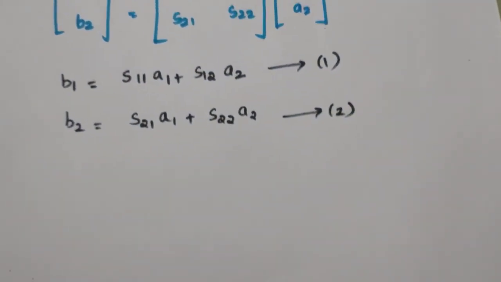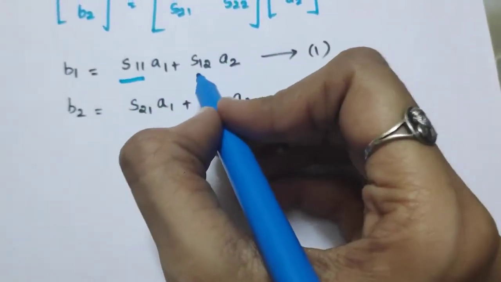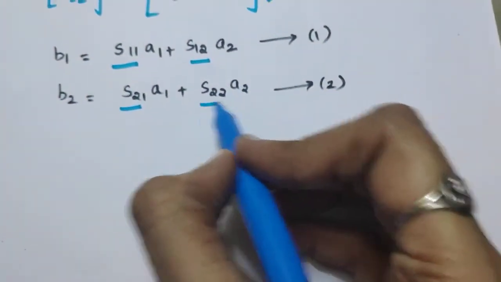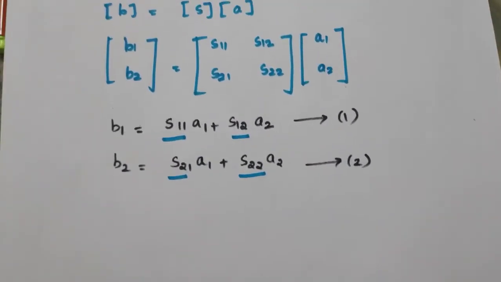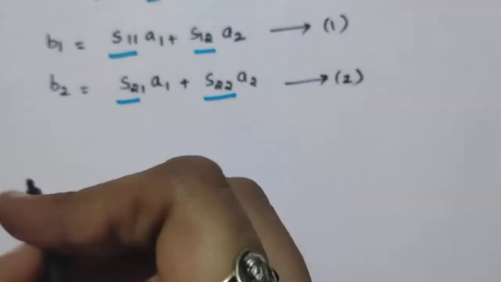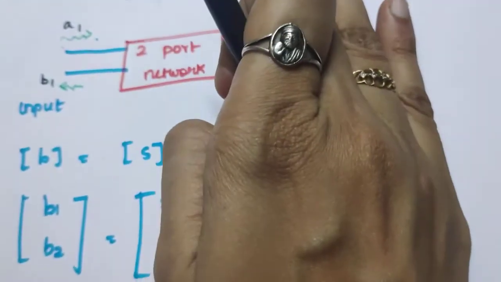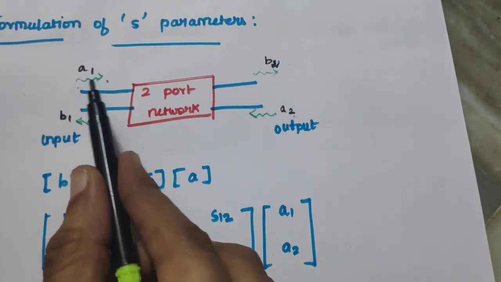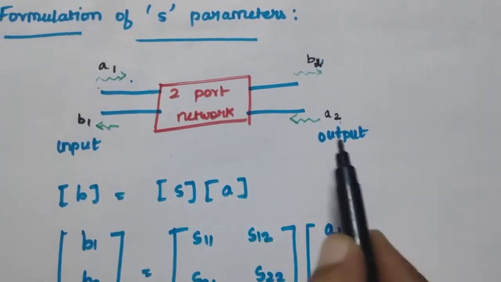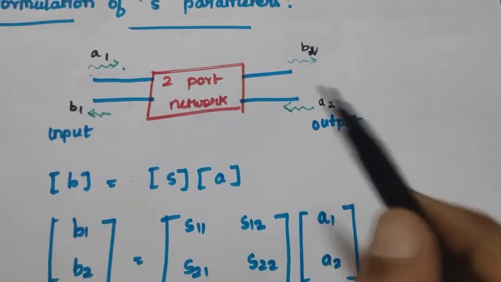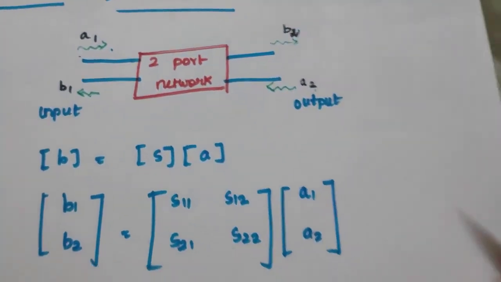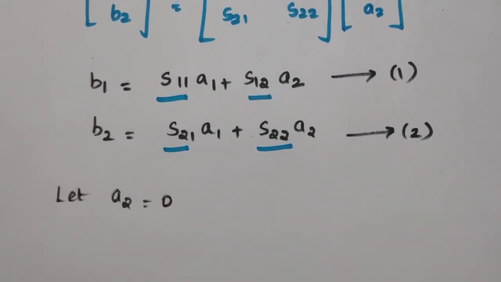Now our aim is to find these 4 S parameters. What is S11, what is S12, what is S21 and what is S22? So to find the 4 S parameters, let us first consider A2 equal to 0. A2 equal to 0 means I'm going to assume that in the two-port network there is no incident wave present at this side. We are assuming that only a wave is incident at the input port. There is no wave incident at your output port. We are just going to assume that only one wave is incoming. Under that assumption, I'll take A2 to be 0.